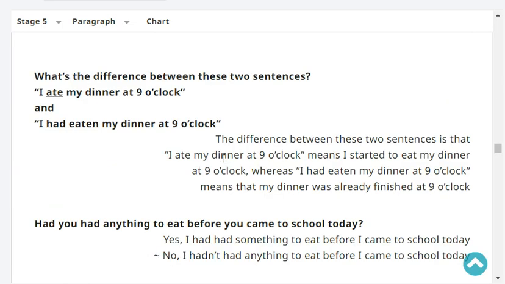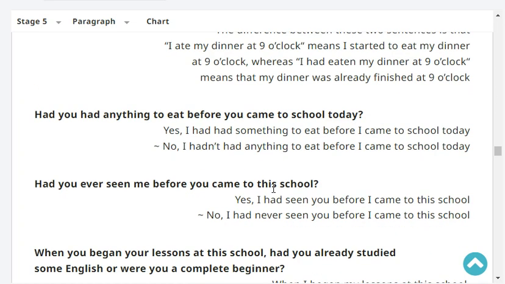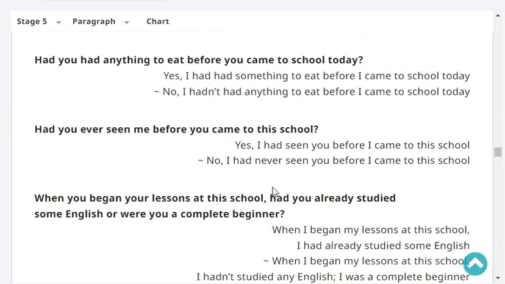What's the difference between these two sentences? I ate my dinner at 9 o'clock and I had eaten my dinner at 9 o'clock. The difference between these two sentences is that I ate my dinner at 9 o'clock means I started to eat my dinner at 9 o'clock, whereas I had eaten my dinner at 9 o'clock means that my dinner was already finished at 9 o'clock. Very good.